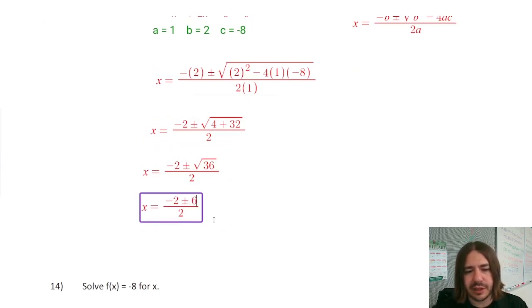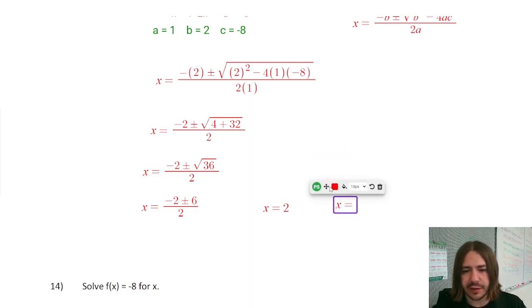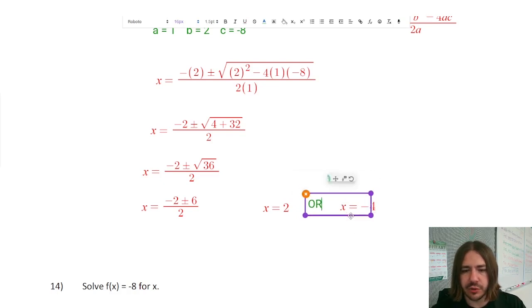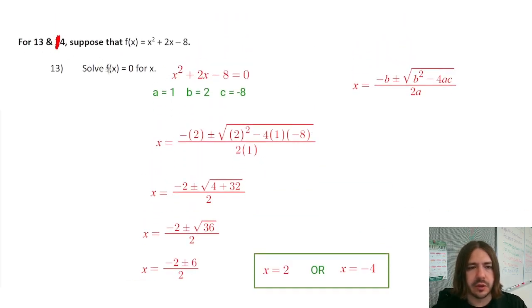So we have -2 plus 6 and -2 minus 6 all over 2. So our two solutions are going to be x equals -2 plus 6 is 4, and 4 divided by 2 is 2. Then our second solution, -2 minus 6, which is -8, divided by 2 is -4. So our two solutions for number 13 are 2 and -4. Either one of these would be a solution to this equation. So this is saying, when is f of x equal to 0, right? One way to think about this is that these are going to be the x-intercepts.